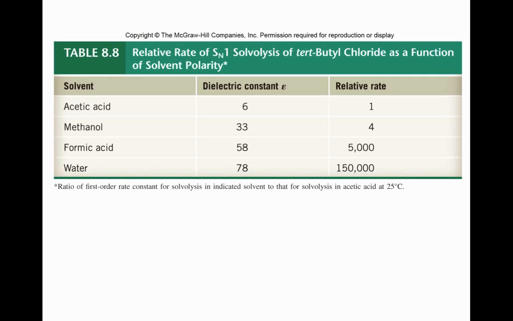Here we can see from the table in your textbook the relative rates of different solvents that can be used for SN1 solvolysis reactions. We're looking at acetic acid, methanol, formic acid, and water. Note that as you go down the table, the dielectric constant increases. That means the polarity of each of the solvent particles is increasing, and we can see that the rate increases linearly as we increase the dielectric constant of our solvent. So the more polar a solvent is, the faster an SN1 reaction will occur.